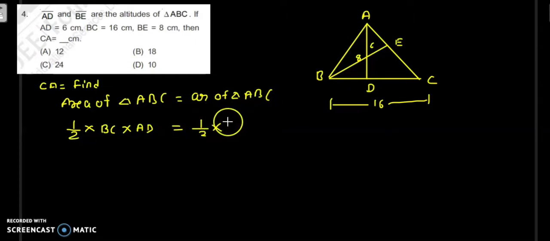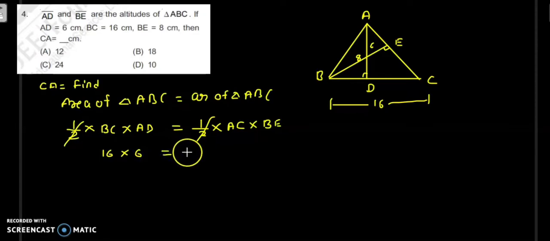One by two base AC, then height will be BE, since this is the perpendicular. Put the values. So one by two, one by two cancel. BC is given 16 into AD is given 6 is equal to AC, which you have to find, into BE is given 8. So 8 cancels with 16, leaving 2. 6 into 2 is 12 centimeters, equal to AC. Your answer is option A.